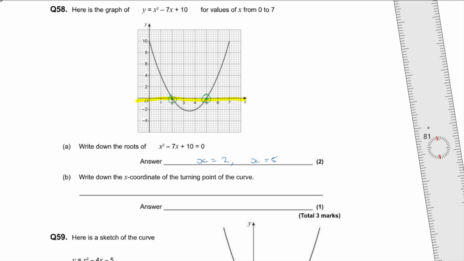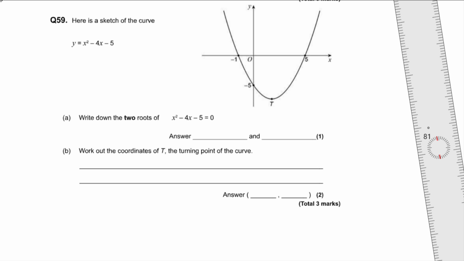Write down the x-coordinate of the turning point of the graph. Now, that is going to be this point here in the middle at the bottom of the graph. It's going to be halfway between the roots. So 2 plus 5 is 7, divided by 2 is 3.5, or you could just read it off from the graph. Either way, you can see it should be x is equal to 3.5.